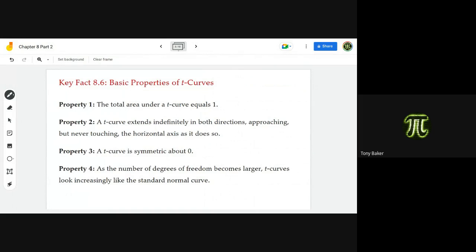All right, same concepts of the z-curve apply to the t-curve. Total area under the curve is 1. It extends indefinitely in both directions, but never actually touching 0. It is symmetric about the 0, so you still have the negatives and the positives. As the number of degrees of freedom becomes larger, t-curves become increasingly like the normal standard curve, which we just mentioned. So very similar in respect to the z-curve. It's just things that we have to tell you so you know those things exist. So nothing crazy there.